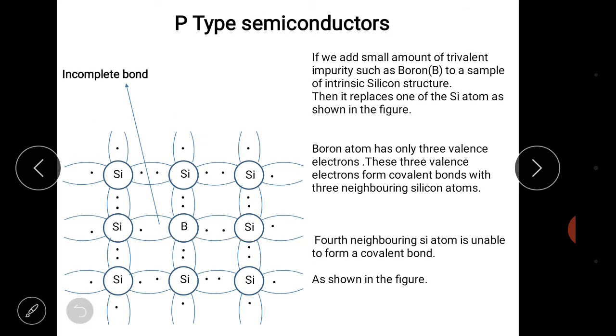Now come to P-type semiconductors. If we add a small amount of trivalent impurity such as boron to a sample of intrinsic silicon structure as shown in the figure, the boron atom has only 3 valence electrons. These 3 valence electrons form covalent bonds with the 3 neighboring silicon atoms as shown in the below figure. But the 4th neighboring silicon atom is unable to form a covalent bond as shown in the figure.